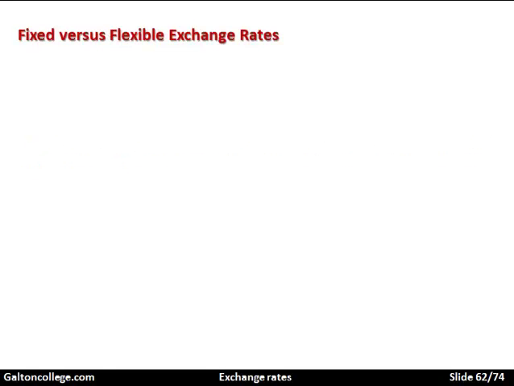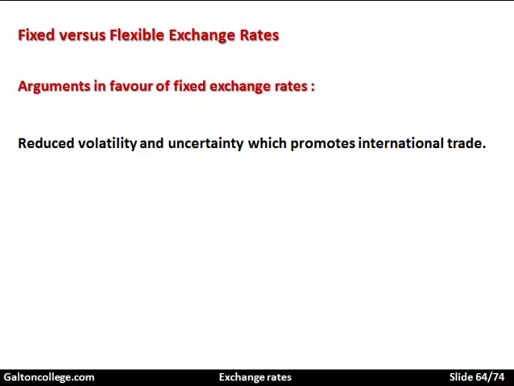So there are fixed versus flexible exchange rates. Well, arguments in favour of fixed exchange rates. Well, it reduces volatility and uncertainty, which promotes international trade. That was the stated objective of the Bretton Woods system. That there would be more certainty in the system, there would be less uncertainty, if you like, and therefore there would be more international trade.